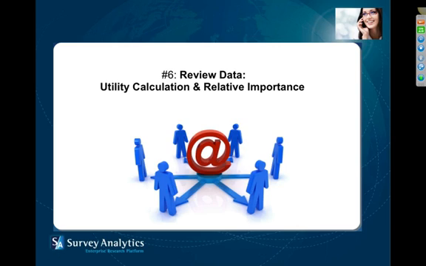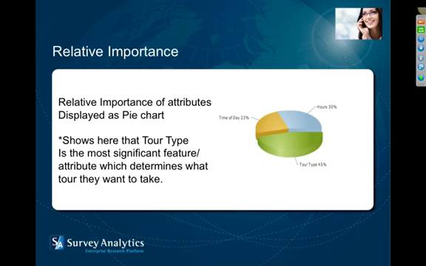So number 6, we're going to spend time reviewing the data. We're going to look at utility calculations and relative importance. So the first thing here is the relative importance. Again, it's pre-calculated from within, and the relative importance of attributes is displayed as a pie chart, and then we also have a table that we'll show you here in a second. And it shows you very simply that the tour type is the most significant feature or attribute which determines which tour that they would take.